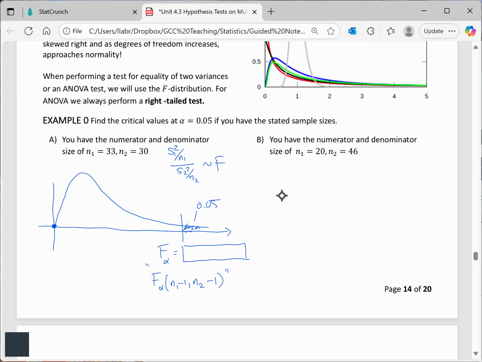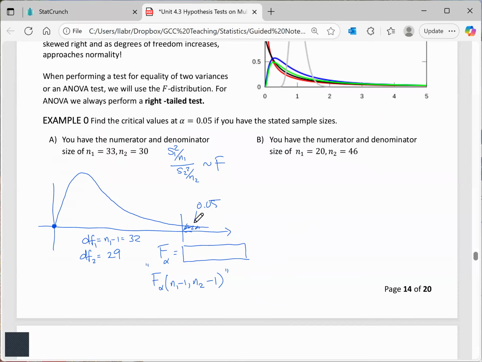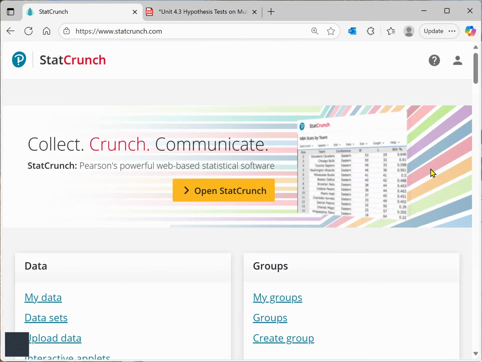So the degrees of freedom 1 is N1 minus 1, which is 32. And degrees of freedom 2 is the second sample size minus 1, and in that case, that's 29. So let me go ahead and throw that into StatCrunch. Remember that anytime you have this picture, you can find a value, for example, if you know the probability, or find the probability if you know the value that you're interested in. So let's go to StatCrunch.